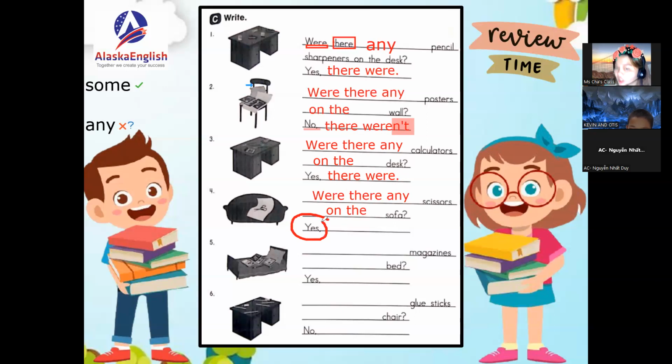It says yes. What comes next? Yes, there were, or yes, there weren't. Yes, there were. Okay, yes, there were. How about in number 5? How can you make a question? Question form.